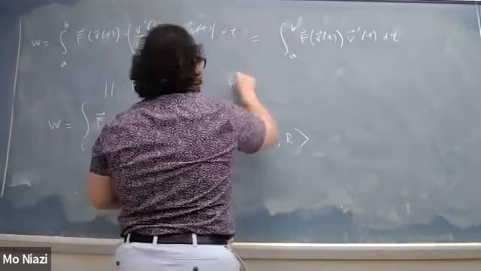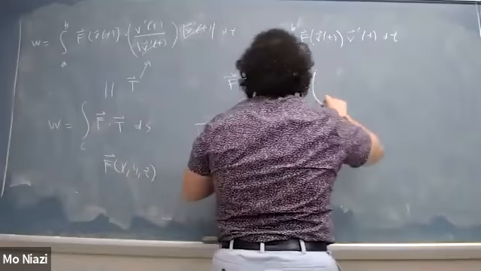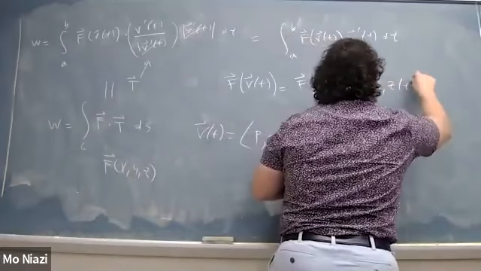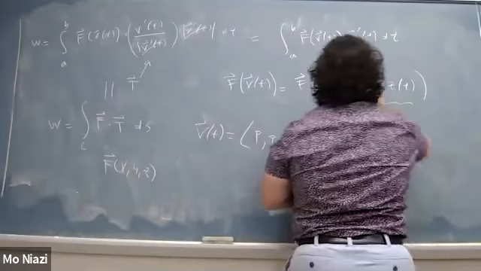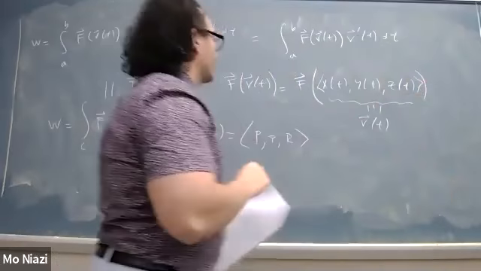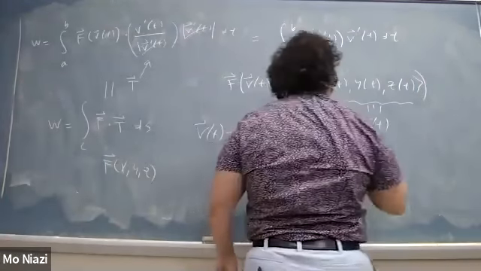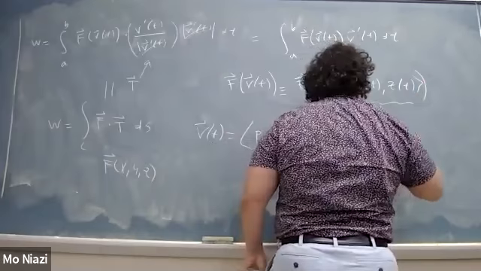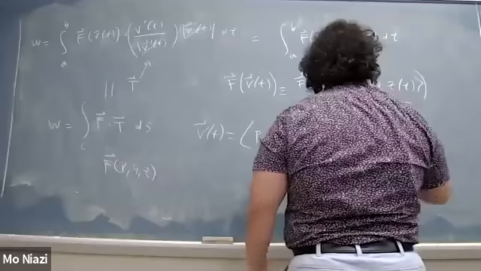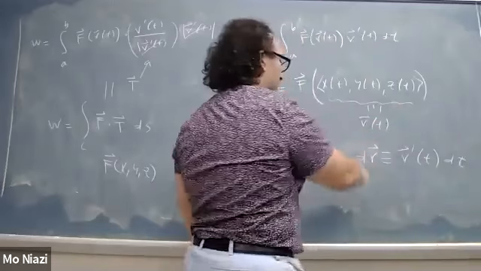Don't forget this: F of r of t is the same thing as F of x of t, y of t, z of t, because this is precisely the definition of some r of t. Another thing we'd like to define is that dr can be defined as r prime of t dt. This is another thing we want to define here.